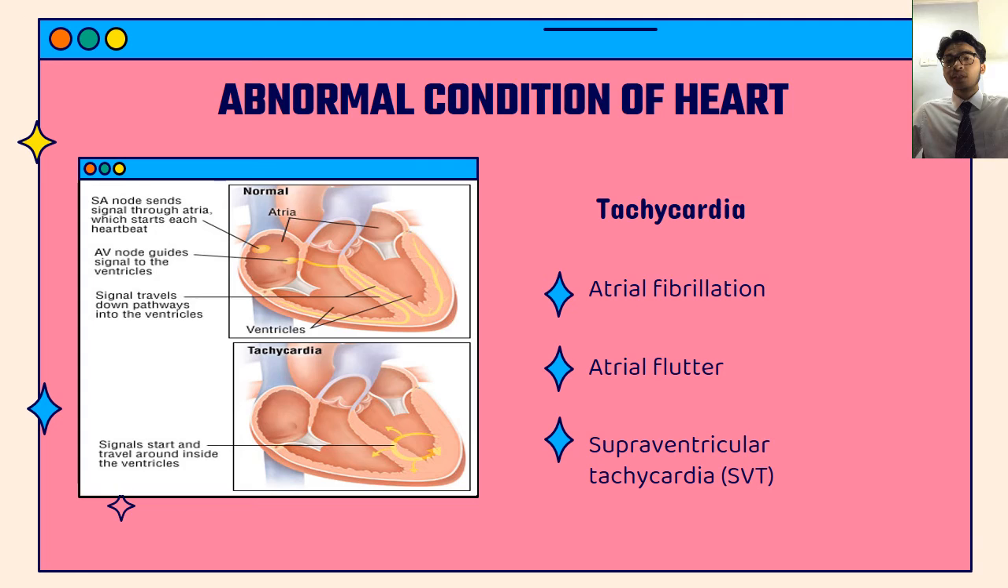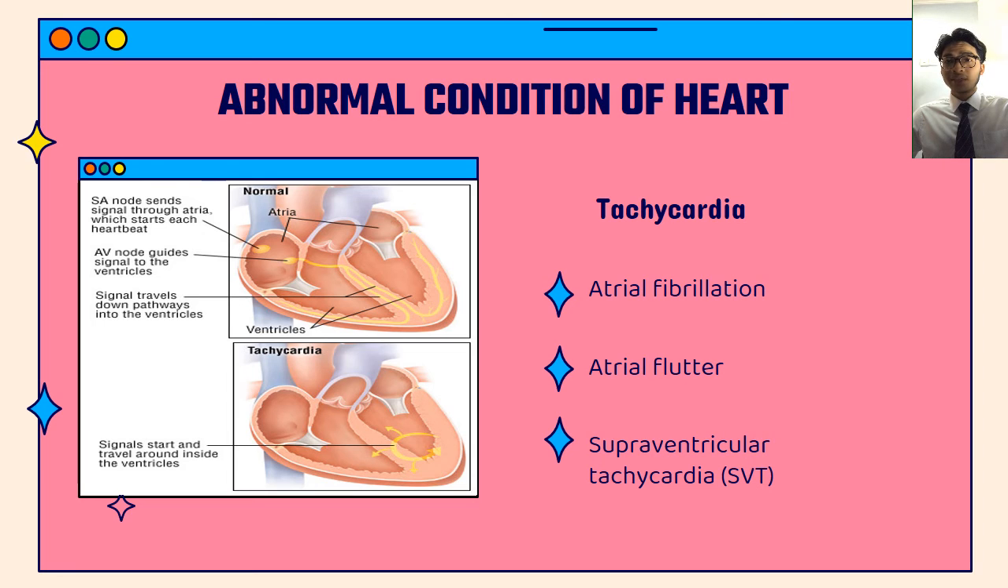The third type is supraventricular tachycardia. Supraventricular tachycardia is an abnormally fast heartbeat that starts somewhere above the lower chambers of the heart, the ventricles. It's caused by abnormal circuitry in the heart that is usually present at birth and creates a loop of overlapping signals.